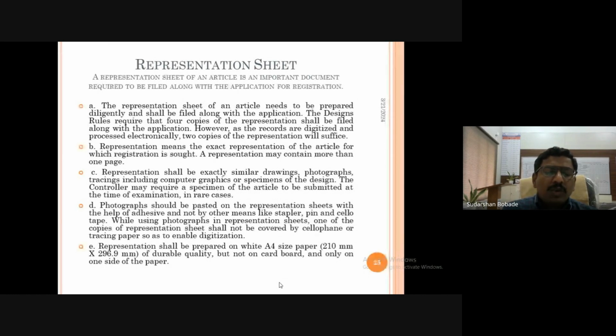Next one, photographs should be pasted on the representation sheets with the help of adhesives. That means only with the use of gum, not by other means like staplers, pins or sellotape. So these are some do's and don'ts. Then representation sheets shall be prepared on white A4 size paper. If it is in offline mode, as I have already told you, it should be a durable one. So the GSM, the thickness of the paper, should be of good quality, but not cardboard, and printed only on one side of the paper. Both sides printing is not allowed.